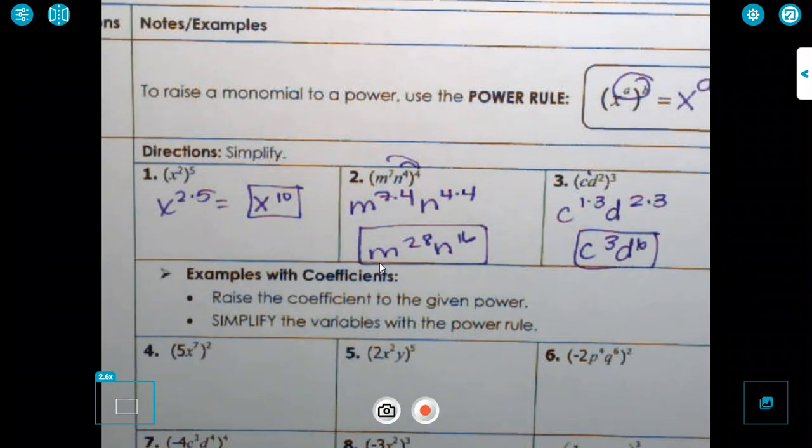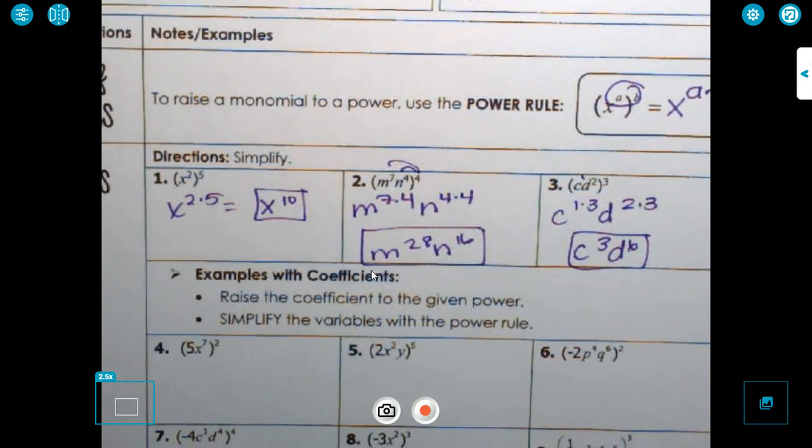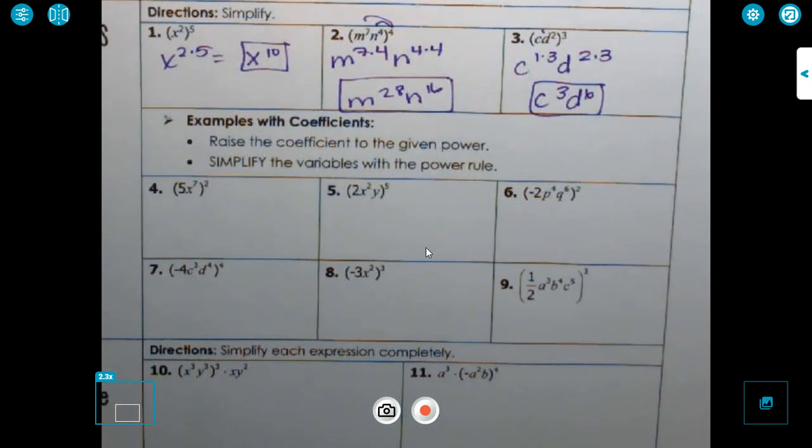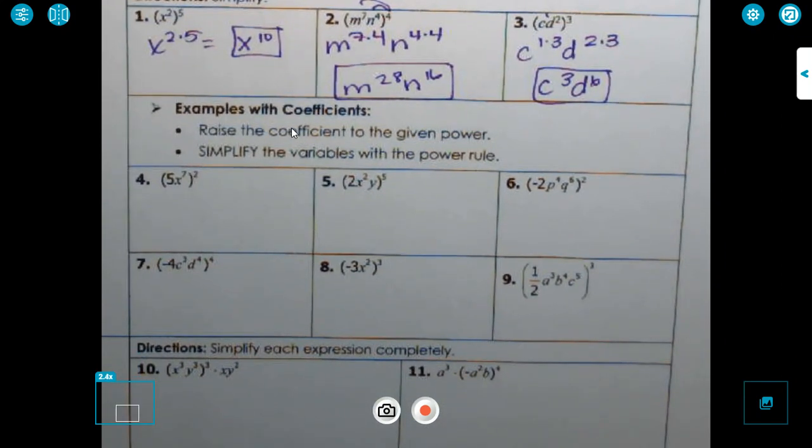Okay, so that exponent outside, we don't call it distributing necessarily, because you are going to do a different rule, but it does have to be placed with all the terms that are inside of the problem. Okay, all right, so here we go. Right here, you're going to raise the coefficient to the given power. That is different than multiplying the powers.